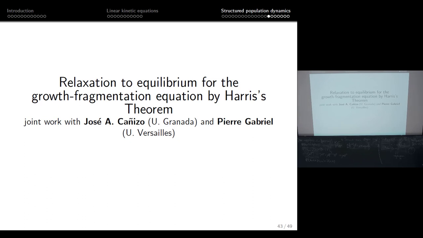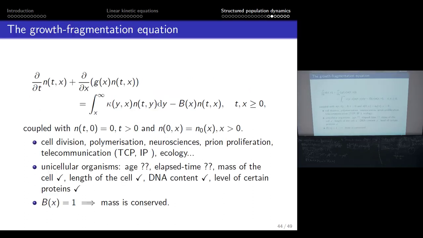So the last thing I will mention a bit is joint work with my PhD supervisor and Pierre Labrière from Versailles. This part is still work in progress, which will be out soon probably. This is another structured population dynamics model where the population consists of unicellular organisms. So then elapsed time or age will not really make any sense.